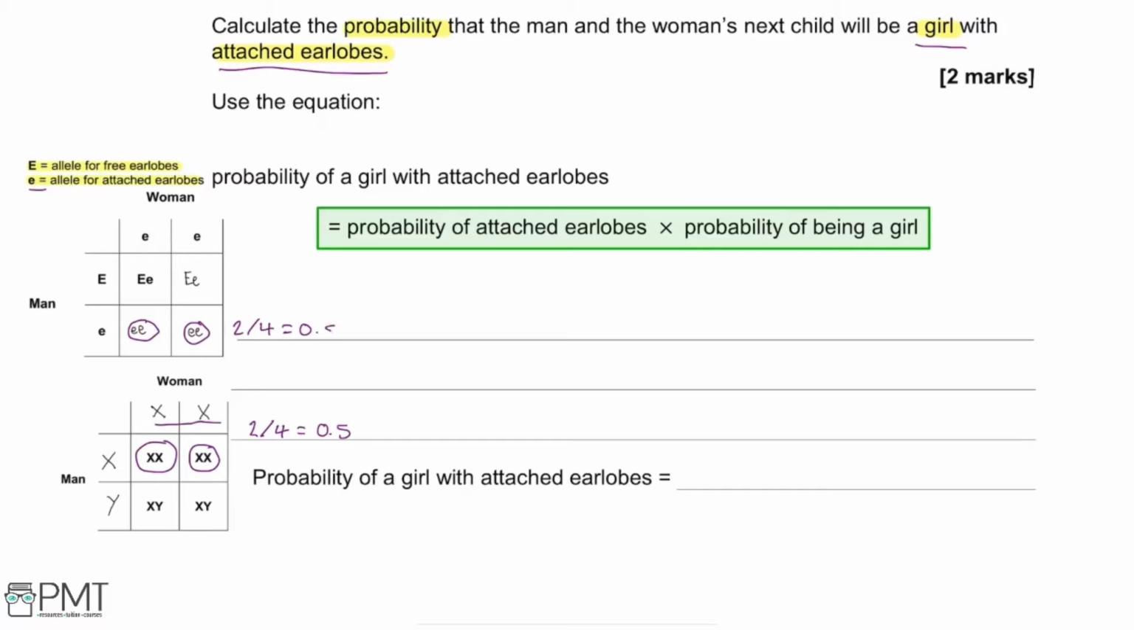Again, we get 2 out of 4 equal to 0.5, and we use our formula to multiply the two together. So 0.5 multiplied by 0.5 gives us 0.25, and that's your final answer. The mark scheme may also allow you to give this as a percentage, so 25%, or as a fraction, 1/4.